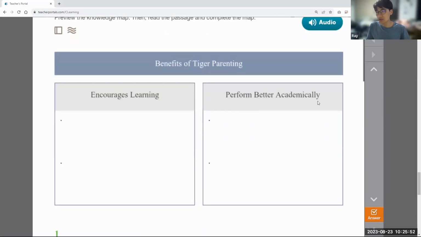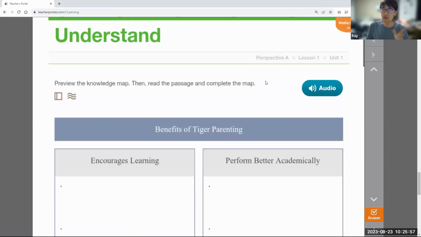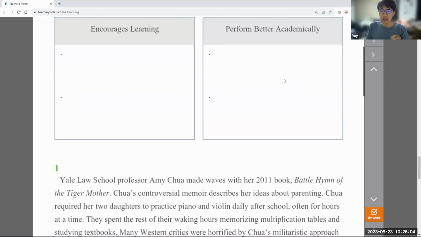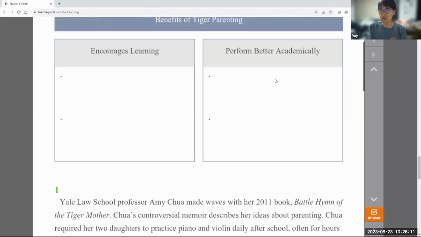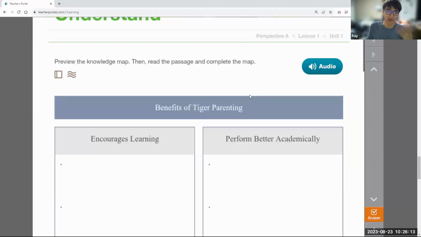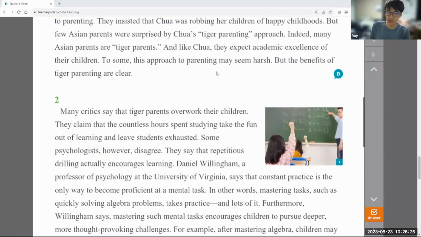Let's go into the actual bulk of the class. There are usually two perspectives, and they're usually broken down as understand and contrast. One is reading, one is listening. It doesn't really matter which one is first; they're just always two different ones. In this case, understand, perspective A, as you can see here, is the first perspective. Understand is the reading section.